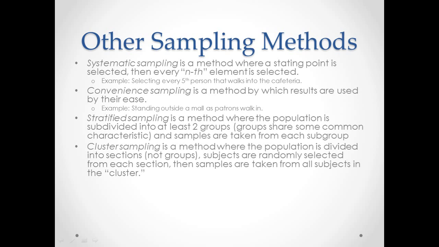Cluster sampling, we talk about where the population is divided into sections, not necessarily groups. When you're talking about groups, groups typically have some sort of common characteristic, like we talked about with stratified sampling. This particular population, we're just dividing them up into sections. After we divide them up into sections, we're going to take people from each section and randomly select. But we have to make sure that there's at least one from each section, preferably more. We take the samples from those subjects and we call it the cluster.